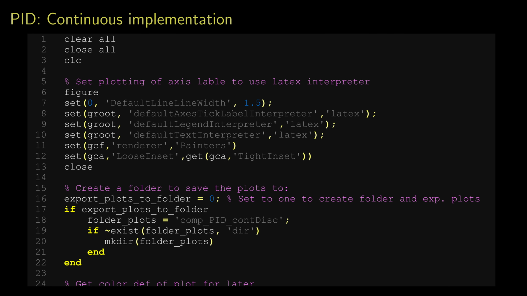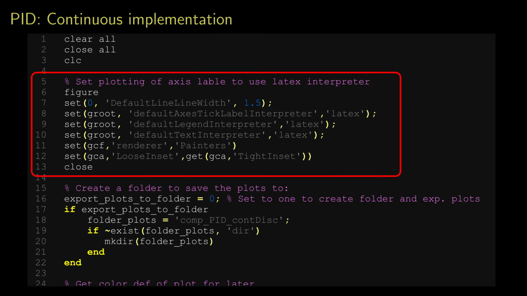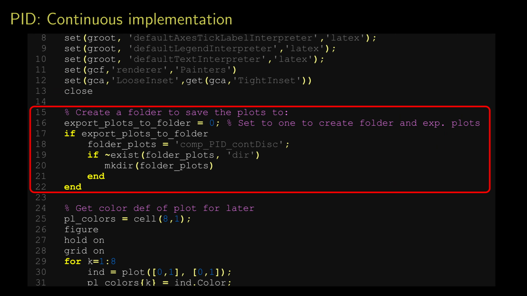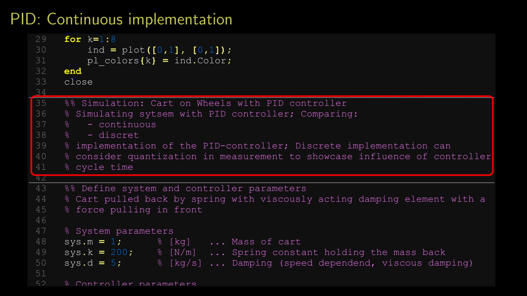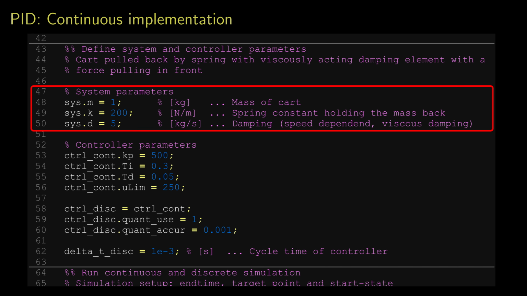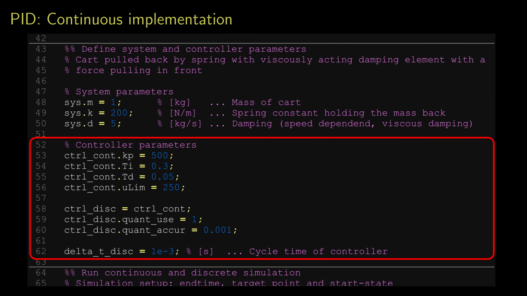Let's start with the main program. We first perform some housekeeping up here. Clear all variables, close all plots and clear the console. Then we set the plots to use the LaTeX interpreter for all the axis labels and so on. We create a folder to export simulation results to. Here I fetch the standard color definition for creating plots, just to have the same color when using non-standard plot order. Afterwards, we have a short docstring for documentation and continue by defining our system and controller parameters.